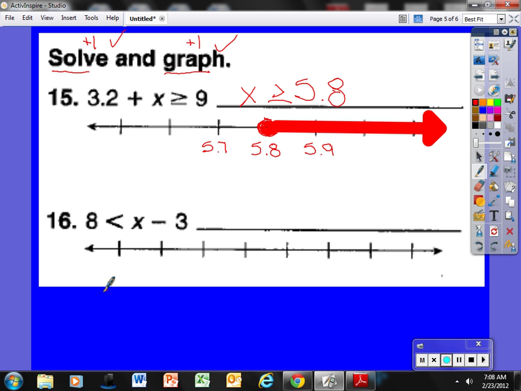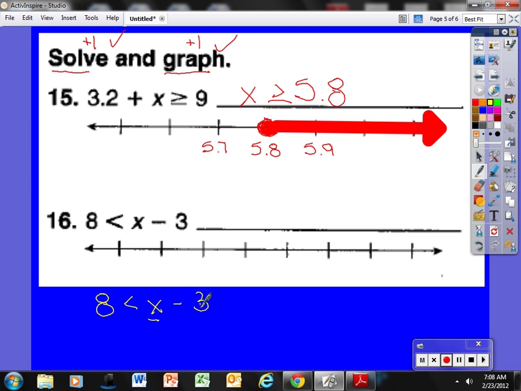And I take a look down here. I'm going to rewrite this. So I have 8 is less than x minus 3. Okay, so let's see here. I want to isolate the x. So in isolating the x, I need to get rid of that 3.